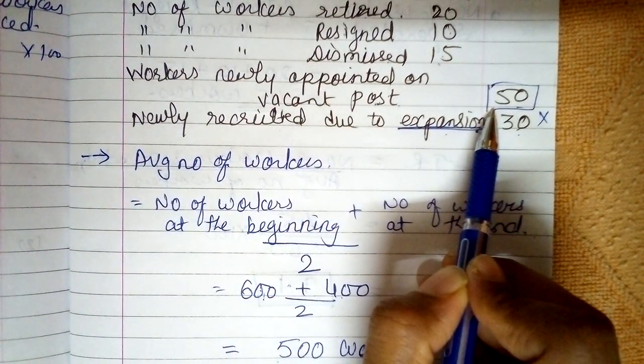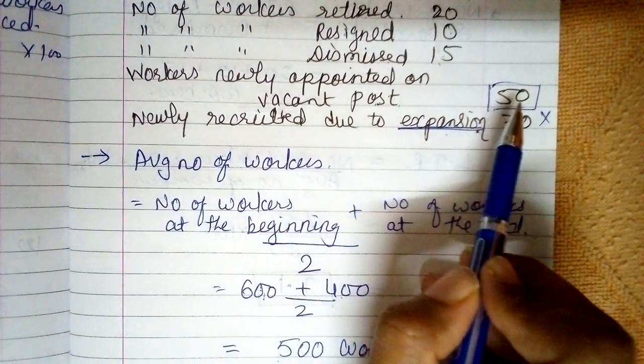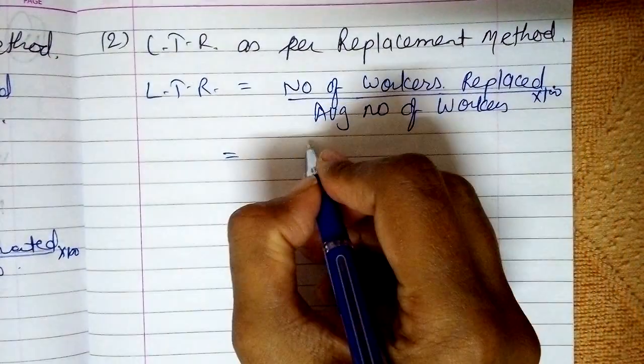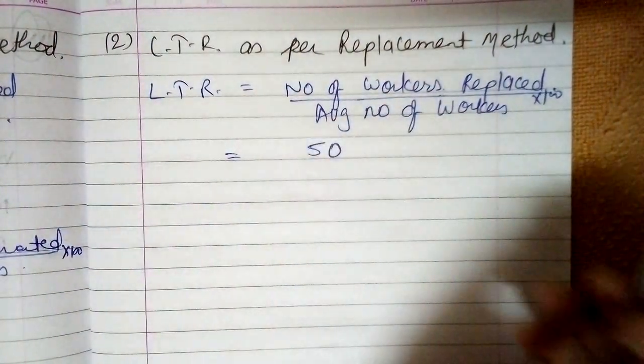We just need to recruit the workers, right? So number of workers replaced will be 50. So number of workers replaced 50.